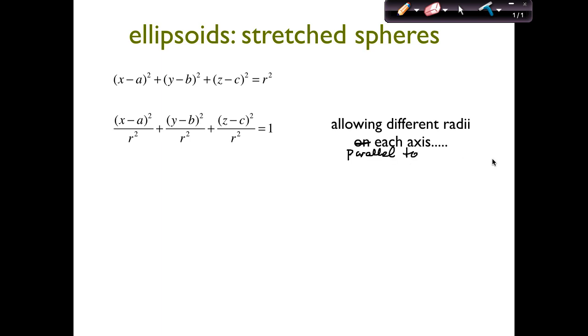So allow different radii parallel to each axis, and then the formula becomes this. You have an x radius, a y radius, and a z radius. And that's what we mean by an ellipsoid. So you get things like rugby balls, pills, UFOs, watermelons, right? You could take a sphere and compress it or stretch it in multiple directions, so you get these kind of oblong shapes.